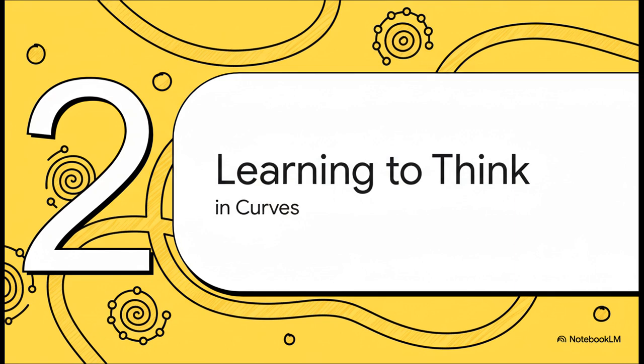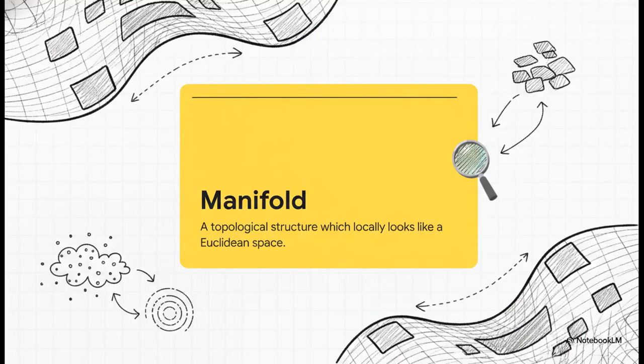So, what's the solution? We can't change the data. That's just how the world is. So we have to change the AI. We literally need to teach our algorithms to think in curves. And the solution comes from this beautiful concept in geometry called a manifold.